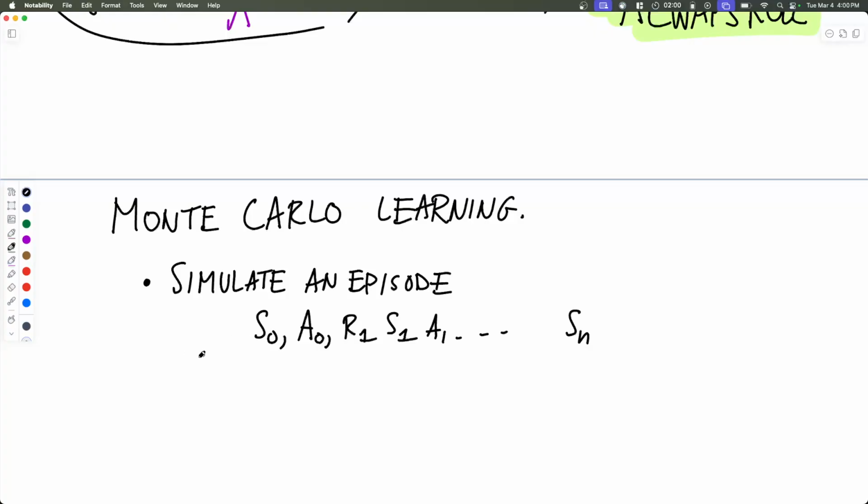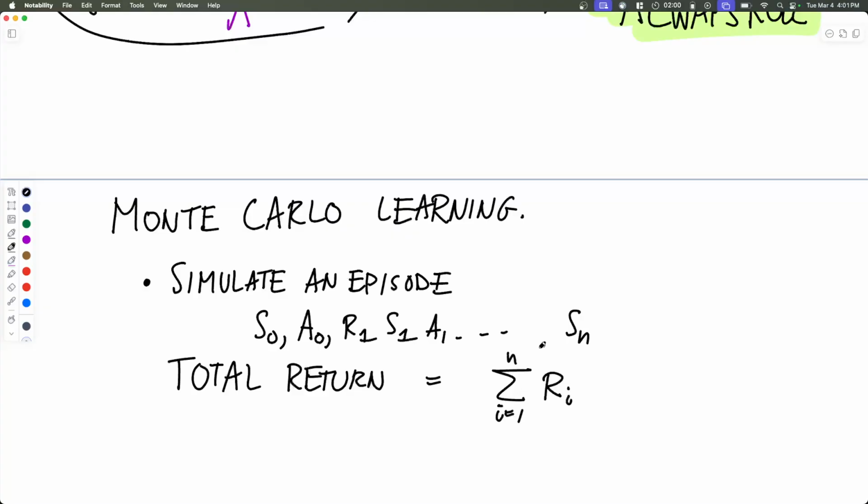And then we get the total return, which I sometimes call the total rewards, which is the sum of the R_i's, i going from 0 to n or 1 to n. If you want to discount, you would also put a gamma to the power i. This is the total return from S0. Mostly we do problems with no discounting, but that's what it is.